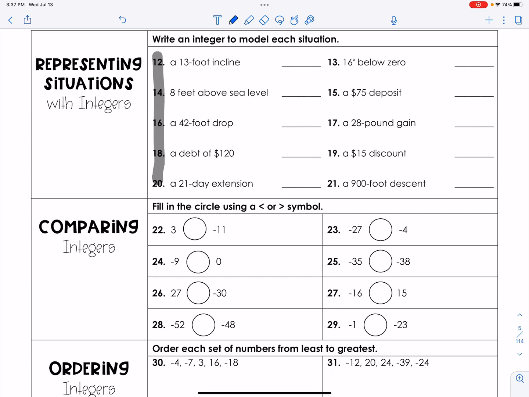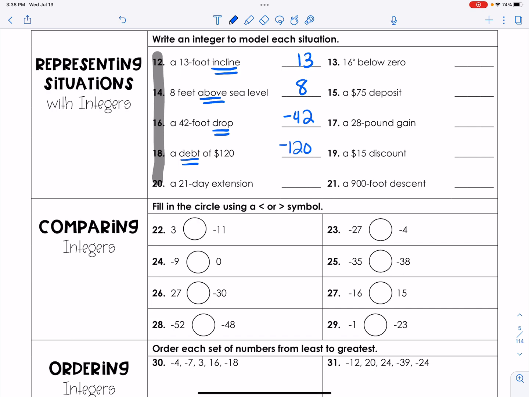A 13-foot incline means I'm going up, so my answer would be 13. 8 feet above sea level is going to be positive. But a 42-foot drop is going to be a negative because you're going down. And if you're in debt $120, you're going to have a negative in front of that.